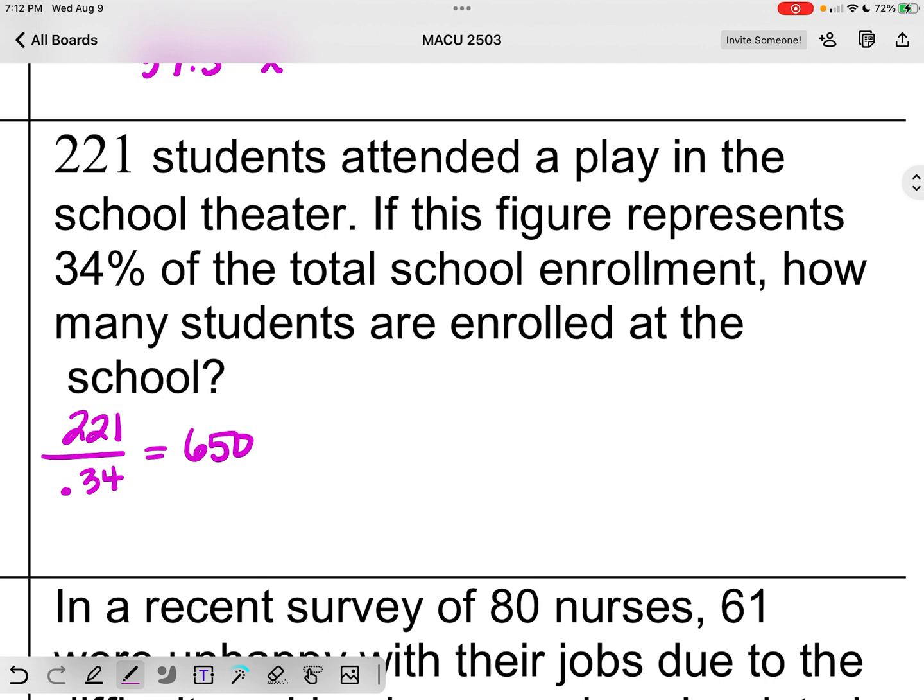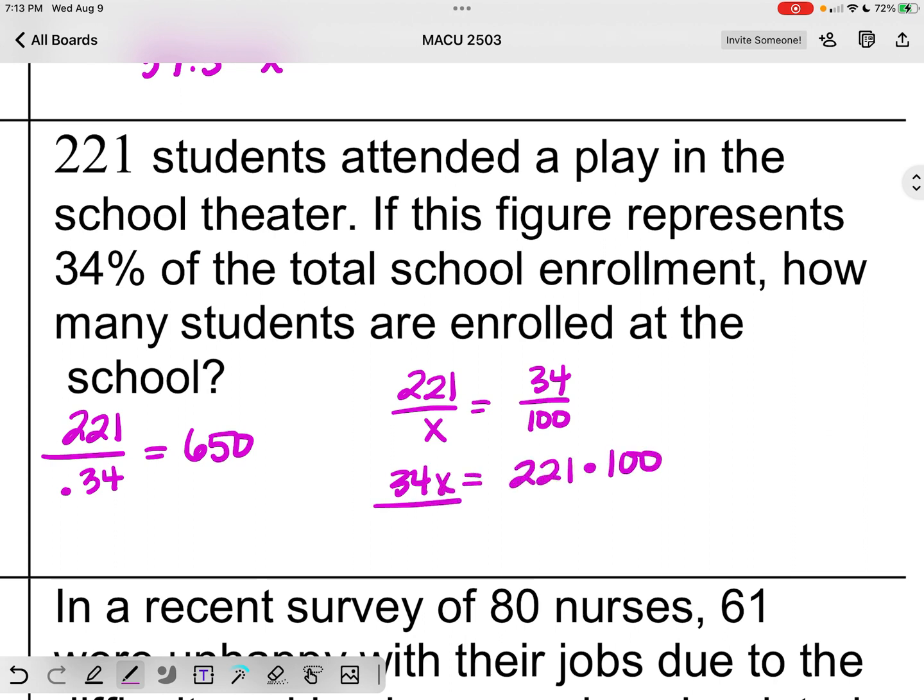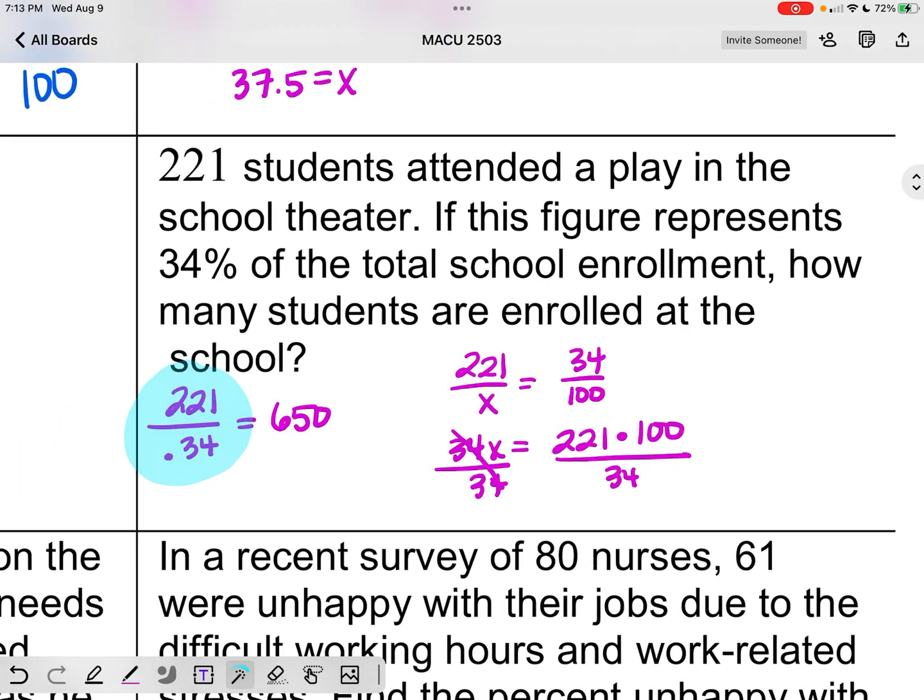When they are saying how many are enrolled, that would be the total that's missing. So if you're preferring to do those percent proportions, you'd have the 221 out of X and the 34 out of the 100. So then whenever you cross multiply, you'd have your 34X is equal to 221 being multiplied by 100, dividing by 34 to isolate X by itself. So notice up here, this being divided by this is literally the same thing as this. Same answers.